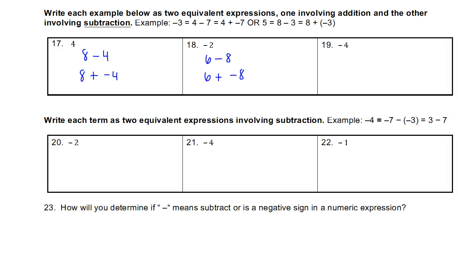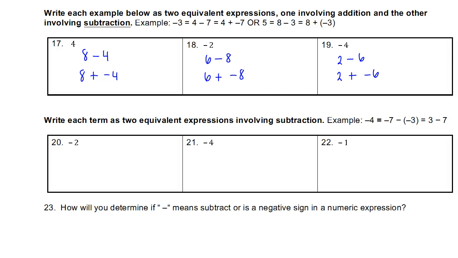Number 19, kind of like number 18, I need to subtract a larger number from a smaller one and get a difference that is negative. So to get a negative 4, I could do 6 minus 10. I could do 2 minus 6. And if I rewrite that as addition, I'm looking at 2 plus negative 6. So that's all they want us to do for those three. And remember, answers could vary. There's more than one way to answer these.